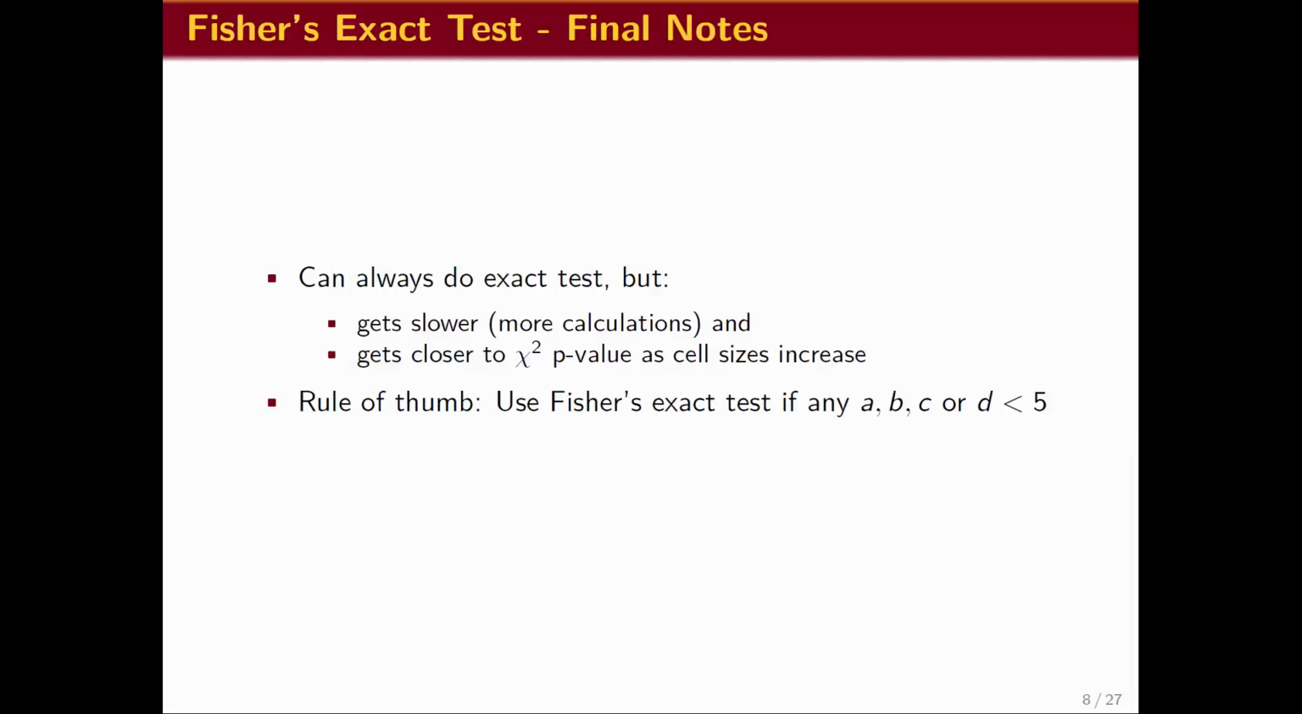So as I mentioned, of course, you can always do a Fisher's exact test, but it's going to get slower as the sample size increases, as the number of entries in the cells increases. And of course, the distinction between the Fisher's exact test and the chi-square p-value gets essentially negligible and irrelevant as the sample size gets bigger. Okay, so the rule of thumb, as software recommends, is you should use the exact test if any of the entries in the table cells is less than 5.